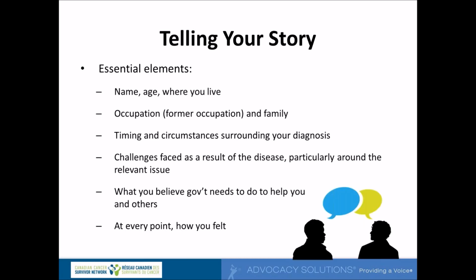Yeah, essential elements, exactly. So when I started doing these personal stories with people, I just assumed that everybody would be able to frame it up in a certain way, but of course that's not true. So these are some of the essential elements that you may want to include in a personal story. So the name, age, where you live, occupation, family, that kind of thing, those first two bullets there are really just meant to establish a baseline or a reference for the person to whom you are advocating.